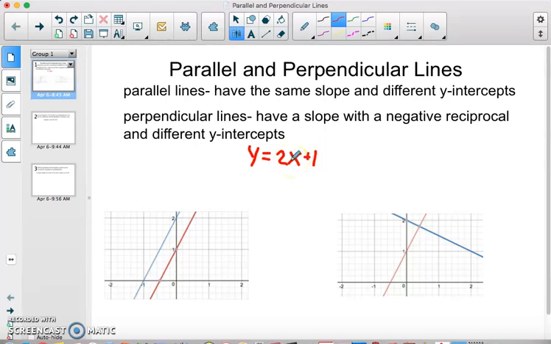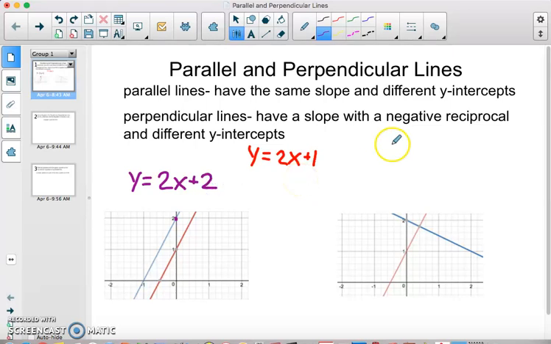In the first graph, we have parallel lines. Parallel lines have the same slope and different y-intercepts. So, if we look at the equation of the line, we know we're going to have the same slope. So the slope has to be 2, and different y-intercepts. So if we look at the blue line, it has a y-intercept of 2.